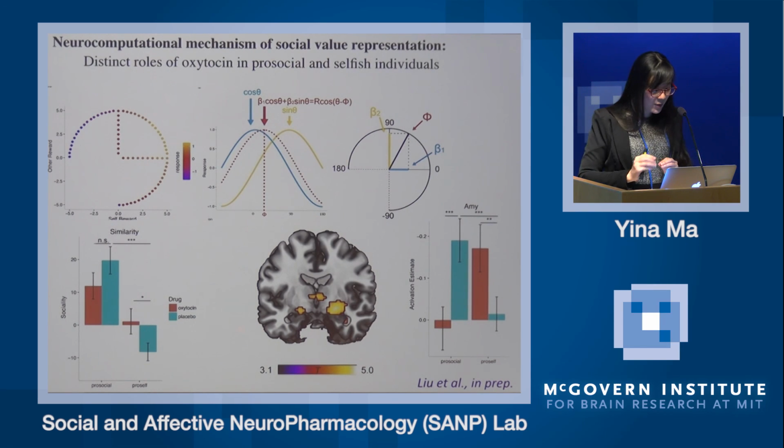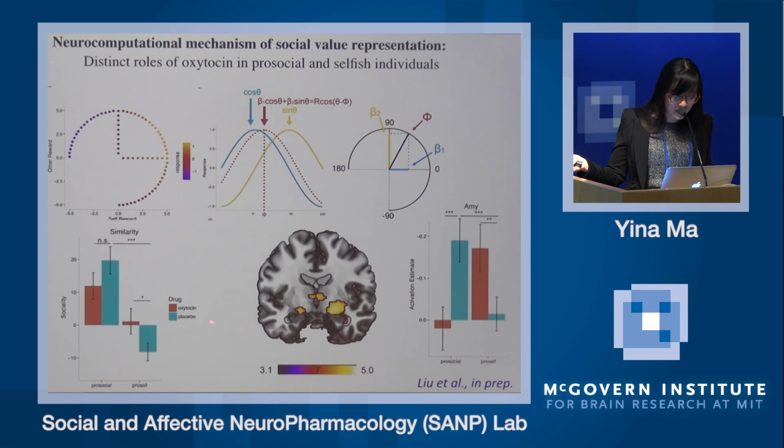And what we demonstrated is the oxytocin effect, the normalization effect of oxytocin on this process, is making the selfish individuals less egocentric and making the prosocial individuals less allocentric by increasing amygdala and VTA activation in the selfish, but decreasing that in the prosocial individuals. So we can see even in this decision-making task, a normalization effect of oxytocin between different types of individual can also be seen.